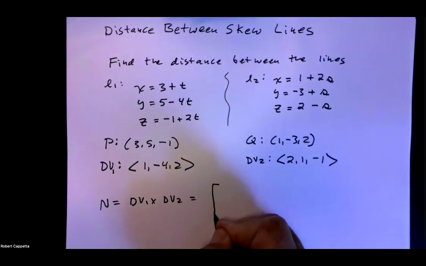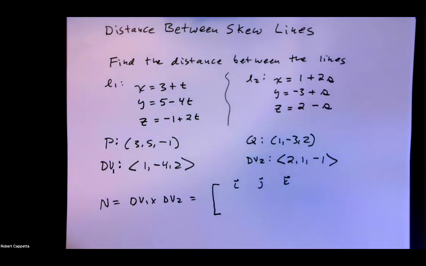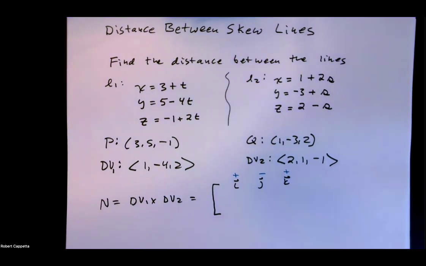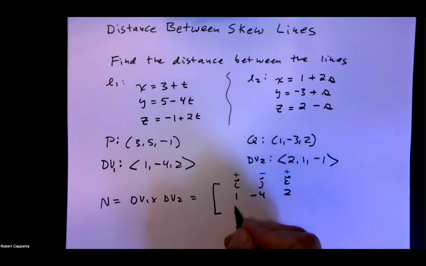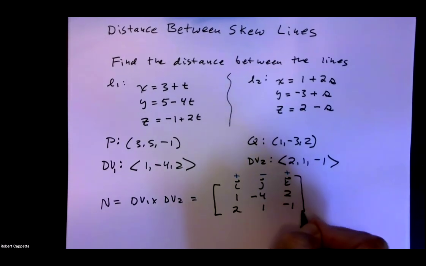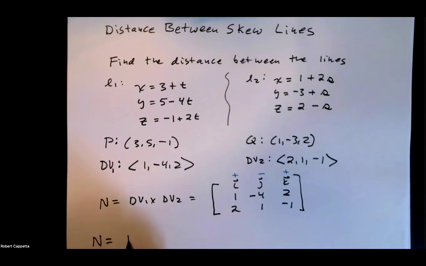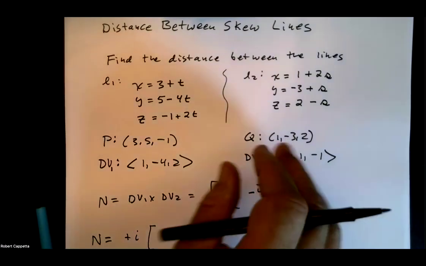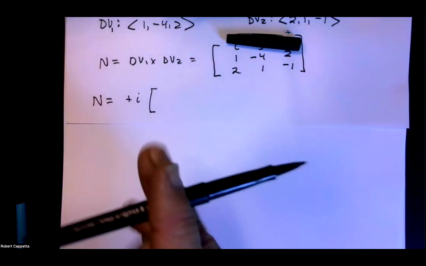So how do we do that cross product? You go i, j, k across the top, and we know it goes plus, minus, plus. dv1, 1, negative 4, 2. dv2, 2, 1, negative 1. So let's go ahead and find that normal vector. What is that going to give me? Plus i. In i's direction, what do we have? Cross out the row that i is in and the column that i is in, which gives me negative 4, 2, 1, negative 1.